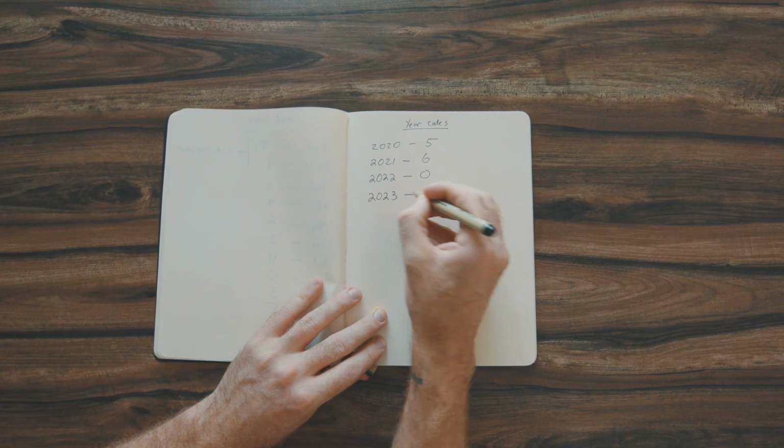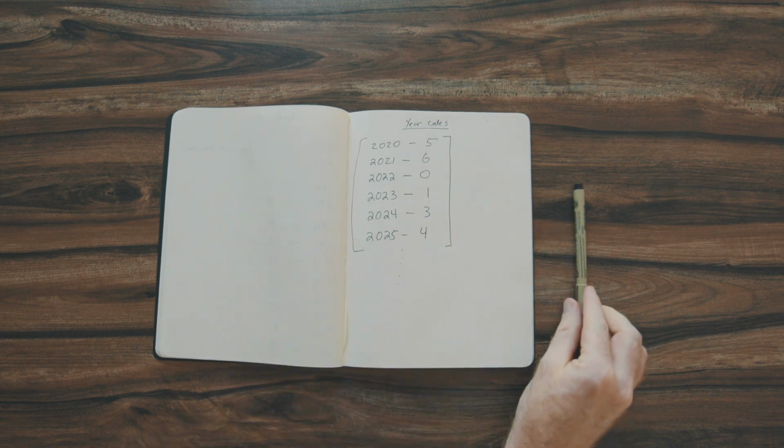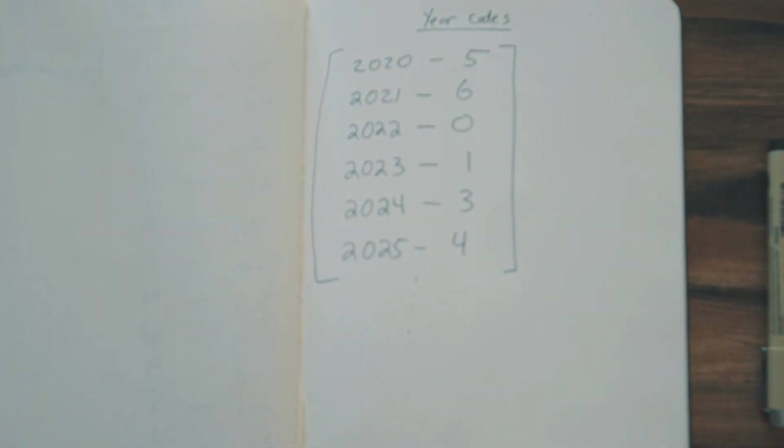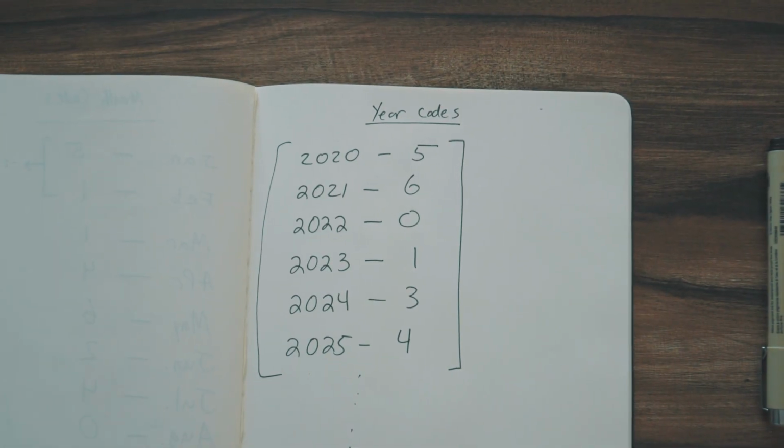2021, next year, is the number 6. Then 2022 kind of goes back, it's 0. 2023 is going to be the number 1. 2024 is the number 3. And 2025 is the number 4. All you have to do for the day is just think of the actual number. That is the code. So if it's the 28th of a month, then the code for the day of the month is 28.